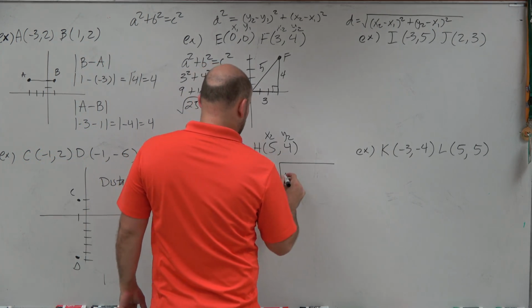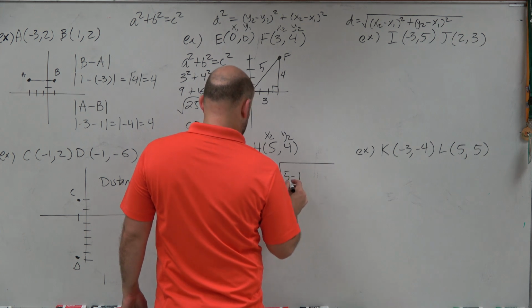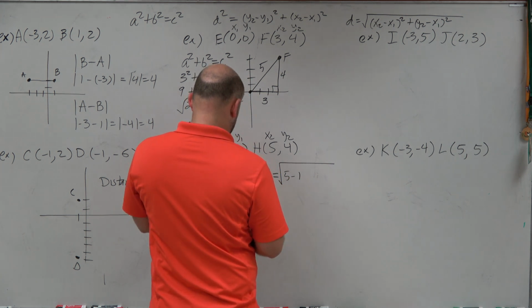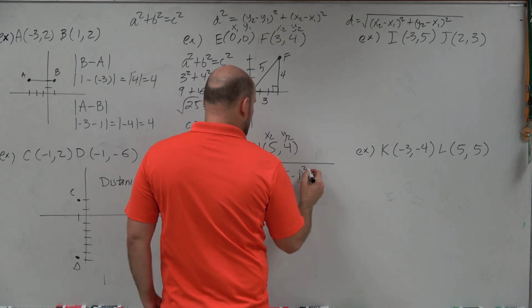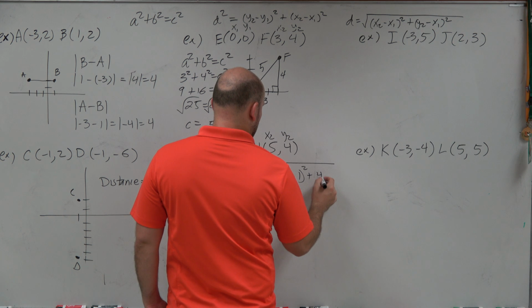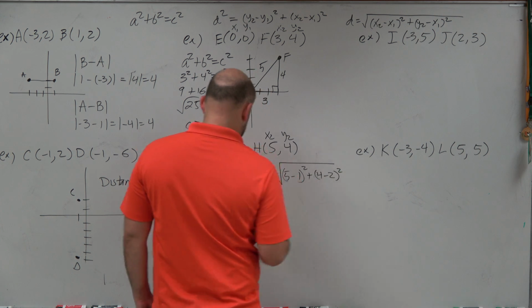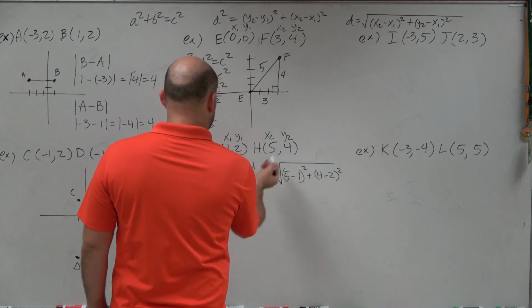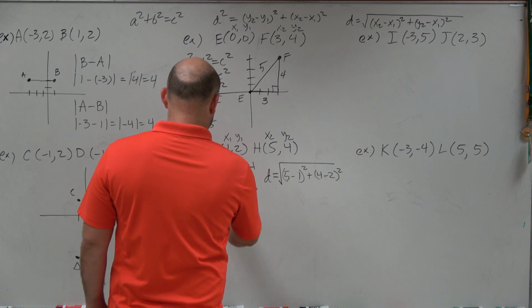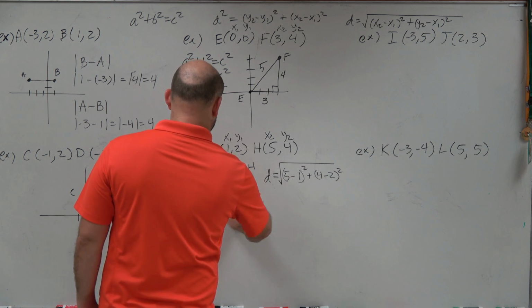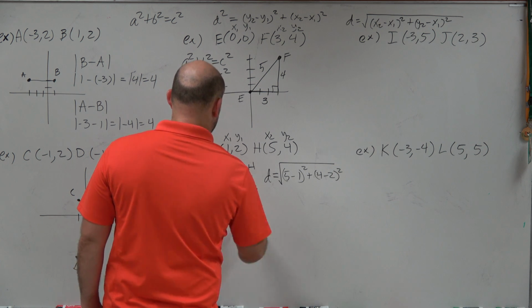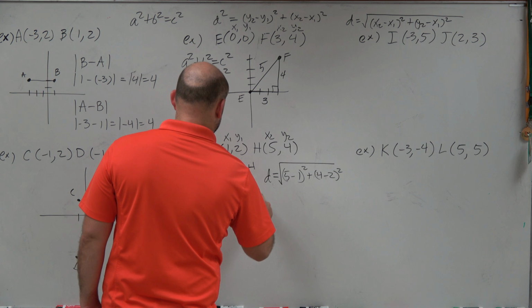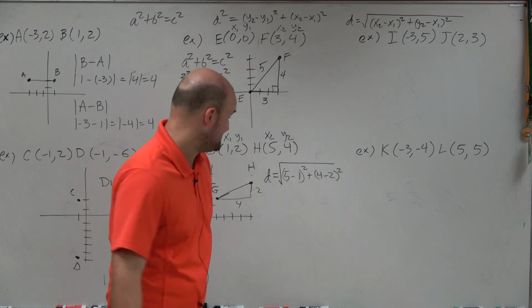So let's do x2 minus 1. Uh-oh. 1, 2, 3, 4. That's 4. I counted that wrong. 5 minus 1 squared plus 4 minus 2 squared. Did I count these wrong? 5, 4. 1, 2, 3, 4. I graphed that wrong. 5, 4. So that should be 2. Well, good. We can see I'm catching my mistakes, right?